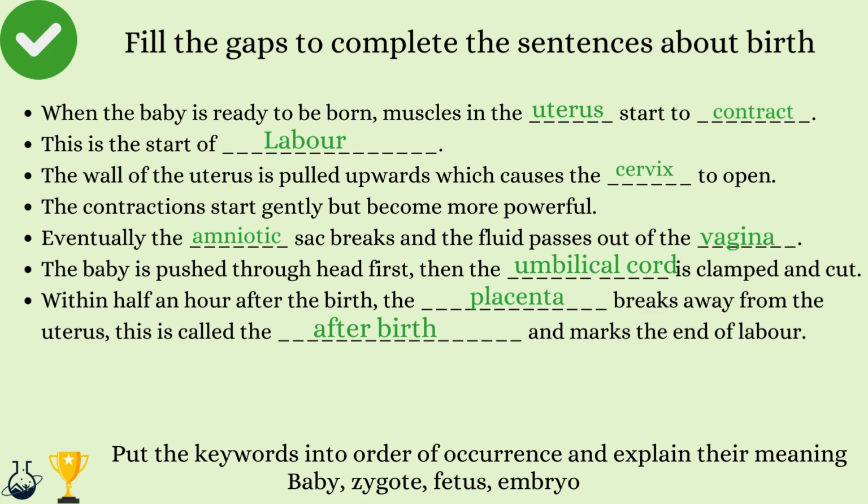When the baby is ready to be born, muscles in the uterus start to contract. This is the start of labour. The wall of the uterus is pulled upwards and causes the cervix to open. The contractions start gently but become more powerful, and eventually the amniotic sac breaks and the fluid passes out of the vagina. The baby is pushed through head first, then the umbilical cord is clamped and cut. Within half an hour after the birth, the placenta breaks away from the uterus. This is called the afterbirth and marks the end of labour.